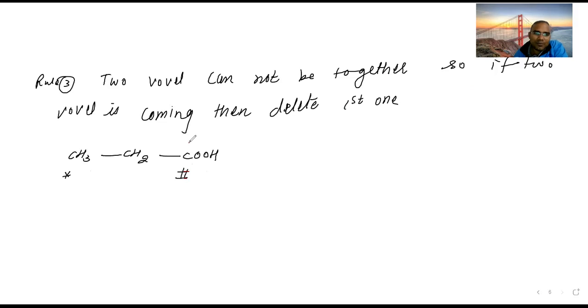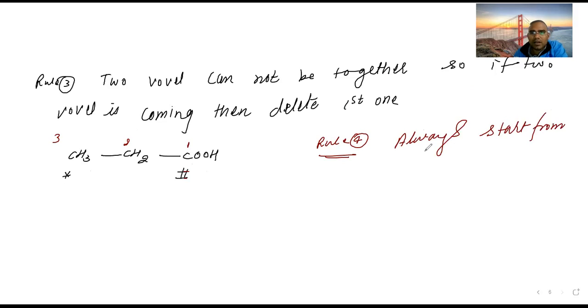Means we have to start from here: 1, 2, 3. You can also write rule number 4 if you are getting confused: always start from the carboxylic acid carbon. So this is going to get 1, this 2, and this 3. Got it? Yes or no?